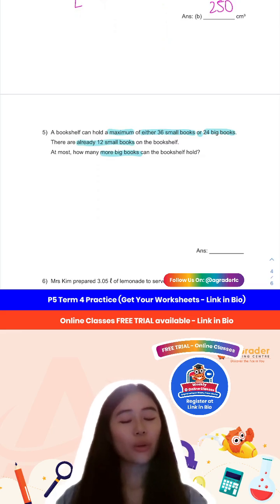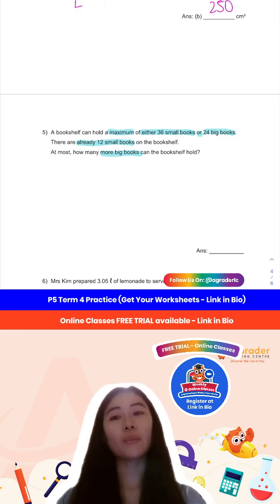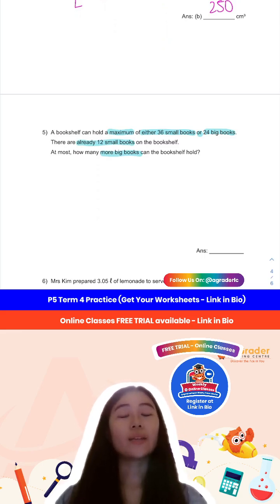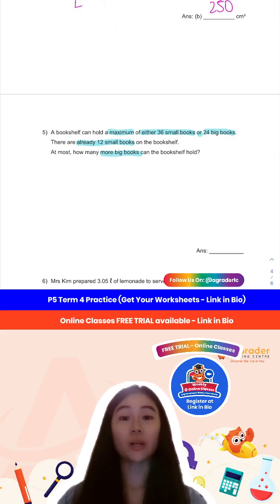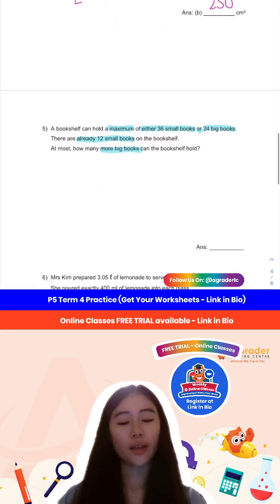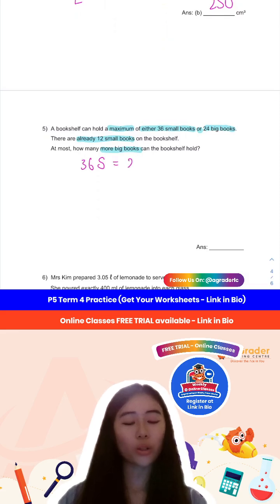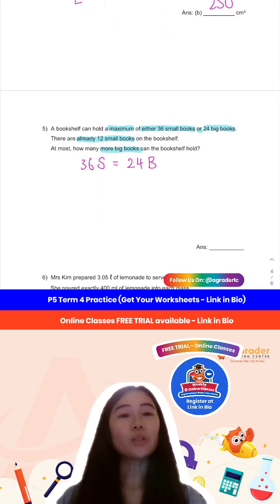So a bookshelf can hold a maximum of either 36 small books or 24 big books. So this means that the amount of space that 36 small books take up is the same as the amount of space that 24 big books take up. So based on this, you can form your first equation, that is 36 small equals 24 big. Because they take up the same amount of space, so you can write that they are equal.